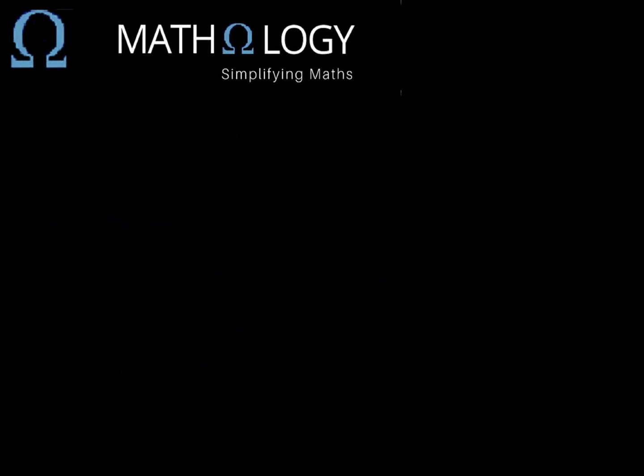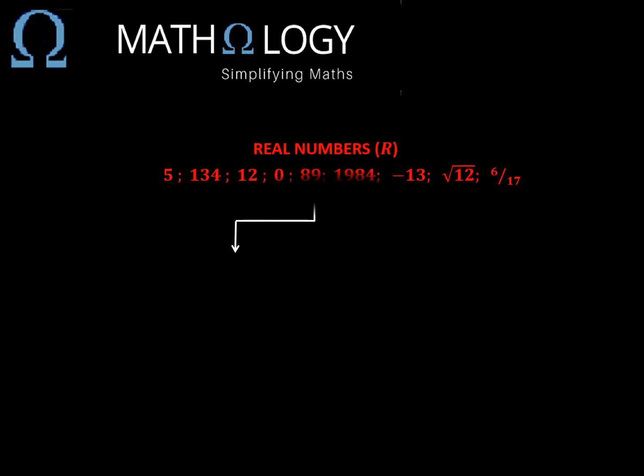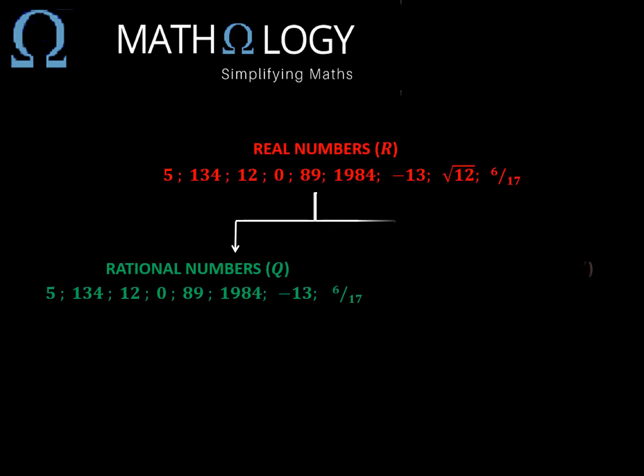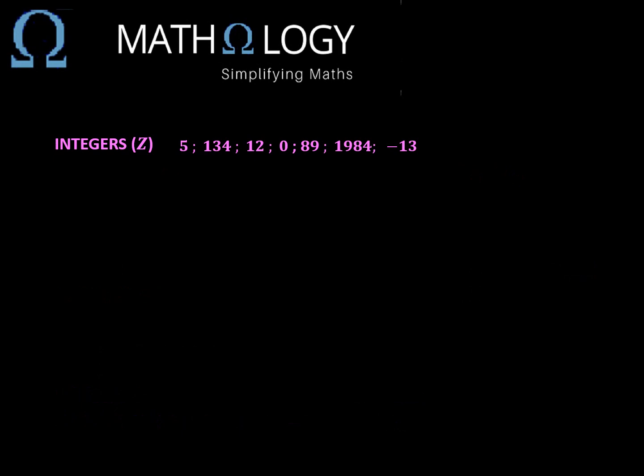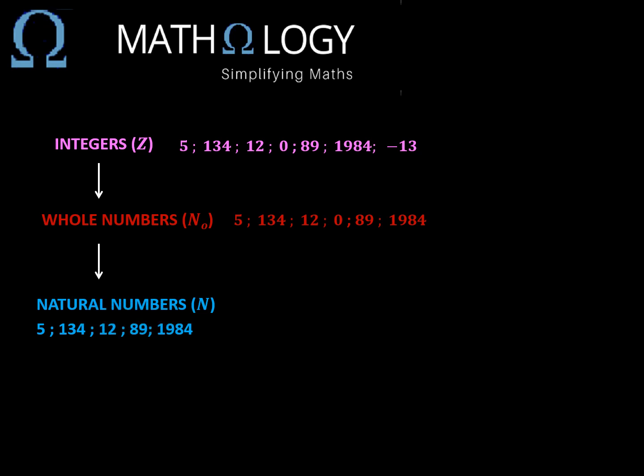In summary, the set of real numbers is divided into the set of rational and irrational numbers. The set of rational numbers comprises the set of integers and the set of fractions. The set of whole numbers is a subset of the set of integers, and the set of natural numbers is a subset of the whole numbers. The natural numbers can be further subdivided into the set of odd and even numbers.